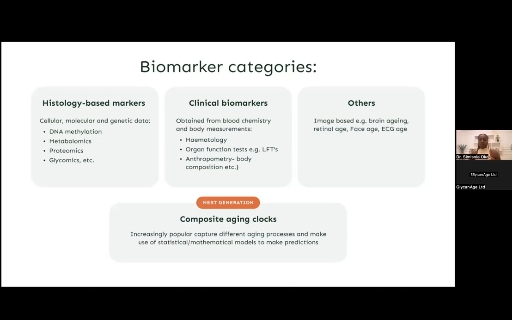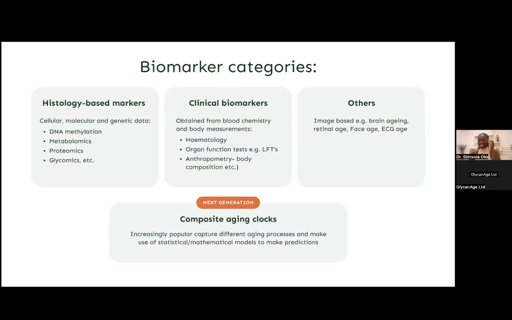And then finally, you have what I'm calling composite aging clocks. I would say these are the next generation clocks. They're the ones that are based on AI. They bring together all of your big data, all of your wearable devices, to create an age that's based on that person's information, as well as some of the histology-based markers that we're speaking about, and also the clinical biomarkers as well.